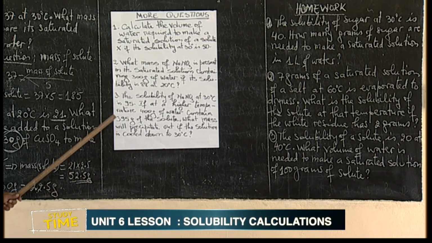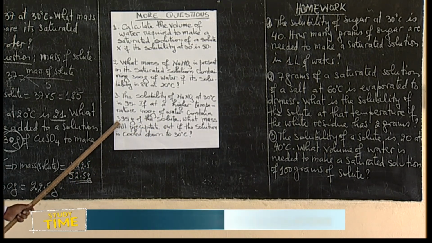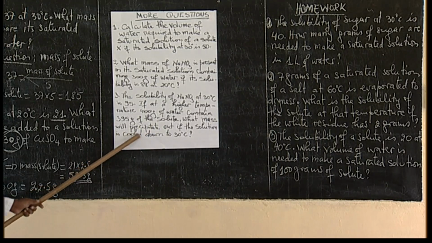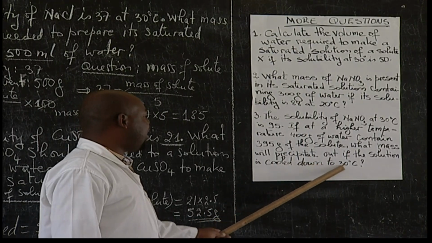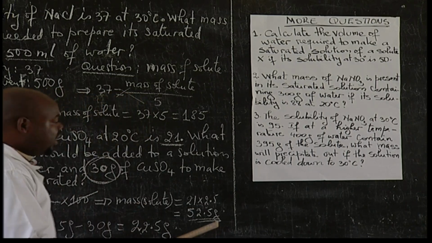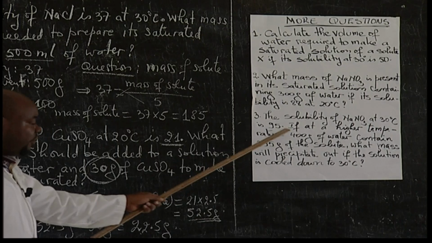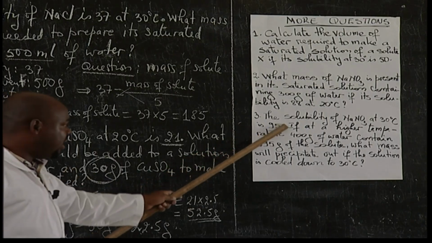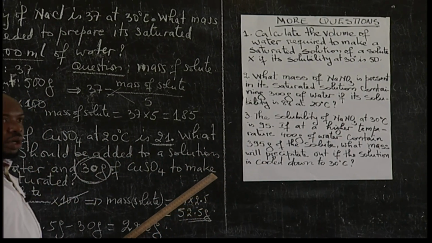If at a higher temperature, 400 grams of water contain 395 grams of the solute, what mass will precipitate out if the solution is cooled down to this temperature? This is almost the opposite of what we have here. So here we have a supersaturated solution, but there we had an unsaturated solution. So here you will find the mass that will be removed when the solution is cooled down.